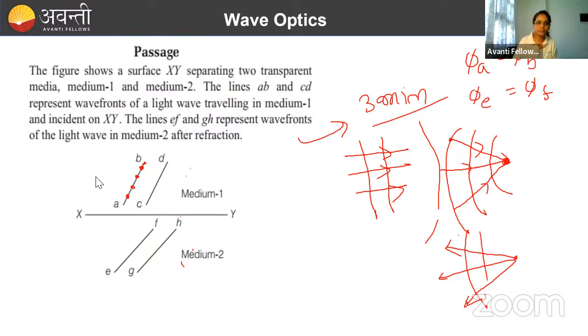So for both converging and diverging lights, our wavefront will be a part of a sphere, right? Keeping these two things in mind, we need to solve all these three things.